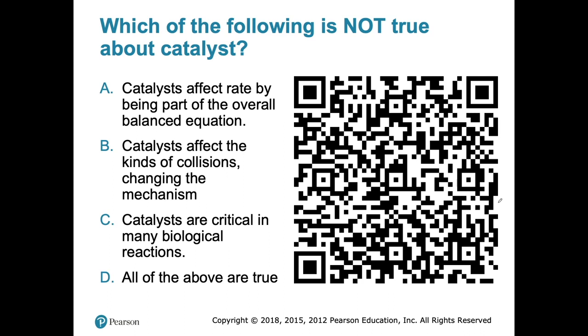It is answer A, because remember the definition, and this is the definition you need to know for an exam, that catalysts affect the rate by not being a part of the overall reaction, okay? By not being a part of the overall reaction. So that's why A is not true, because that says it's being a part of it. It's supposed to be not a part of it, okay?